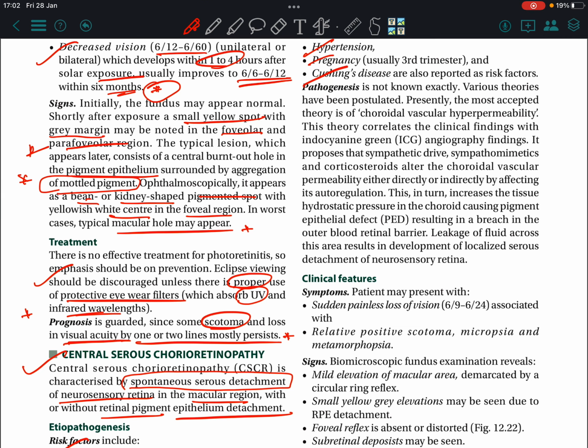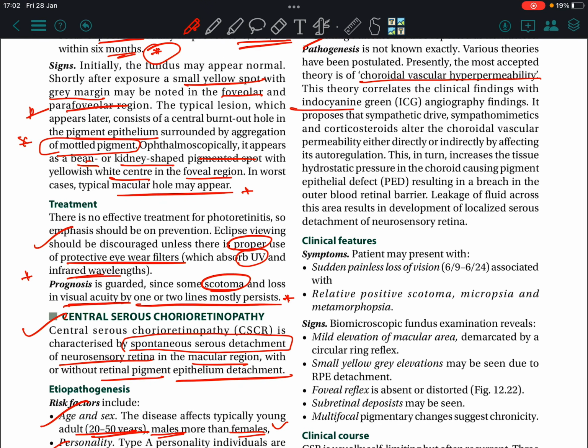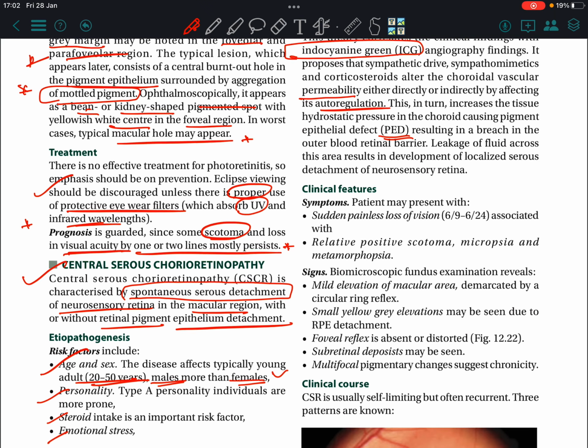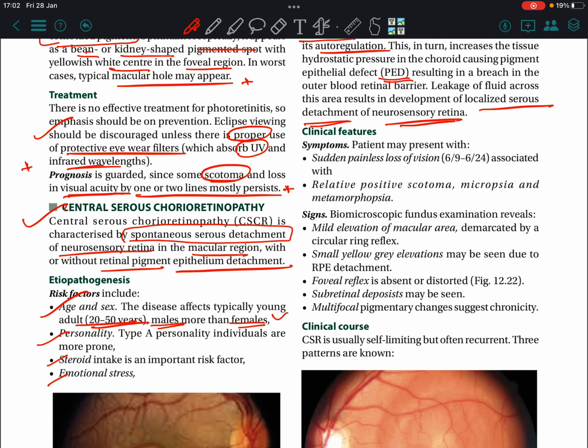The exact pathogenesis is not known. Various theories have been proposed. Presently, the most accepted theory is choroidal vascular hyperpermeability. This theory correlates with the clinical findings of indocyanine green angiography. It is proposed that sympathetic drive, sympathomimetics and corticosteroids alter choroidal vascular permeability, either directly or indirectly by affecting its autoregulation. This in turn increases the tissue hydrostatic pressure in the choroid, causing a pigment epithelial defect. Leakage of fluid across this area results in development of localized serous detachment of the neurosensory retina.